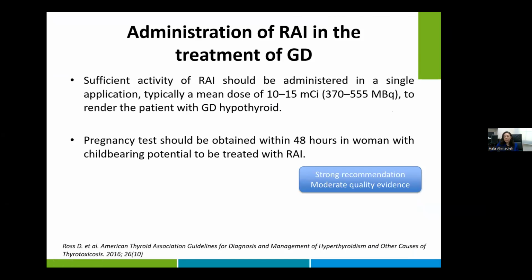Now, in case we elect to go for radioiodine therapy, usually we give a dose of around 10 to 15 millicurie. And if the patient is planning radioiodine and she's a female, we need to do a pregnancy test within 48 hours, especially in women of childbearing potential. After the radioiodine therapy, we continue to follow them up every 4 weeks to make sure that they become euthyroid. And if they become hypothyroid, we need to treat that as well.